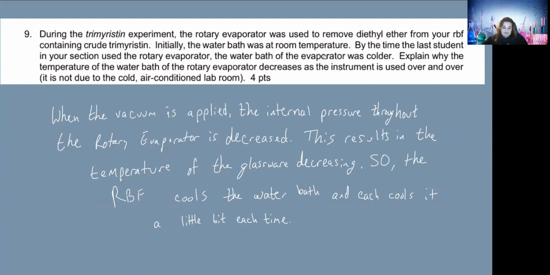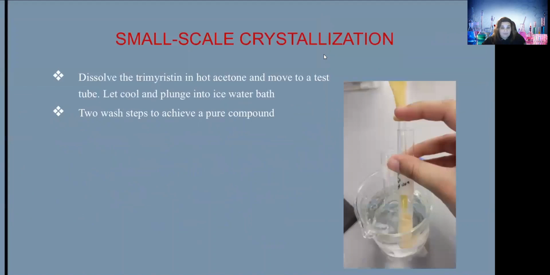Let's go ahead now and move to small scale crystallization. Small scale crystallization was the last step. Remember, for this experiment, there were not any insoluble impurities. So because there are no insoluble impurities, we were able to skip the hot filtration step entirely. When we did the benzoic acid lab, we had to perform hot filtration because we had insoluble impurities. But for this lab, we do not, so we can just remove the hot filtration step altogether.